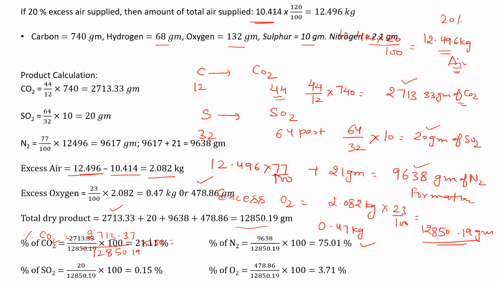In this way we have to calculate the total dry products and the air and oxygen calculation. If the question asks for the total amount of product produced, then we also have to calculate the moisture, or H2O formation, in this question.